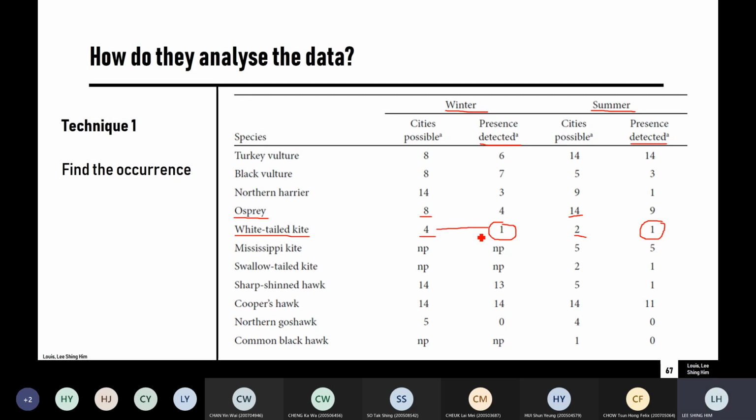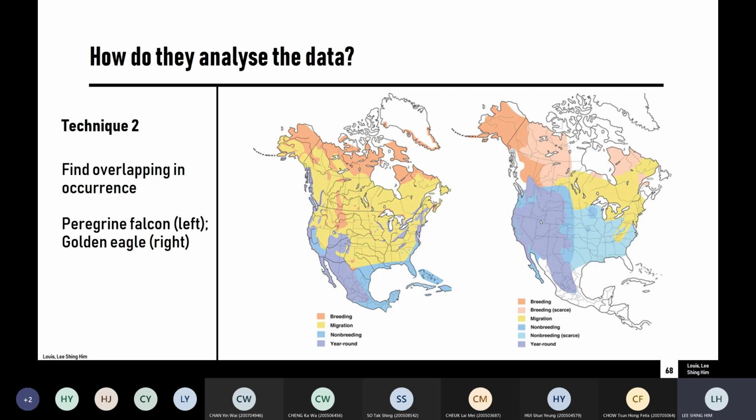Okay, this is the logic behind the observation. So this is occurrence. This word means how many times. Okay, how many times. So it is how many times that species turns up.